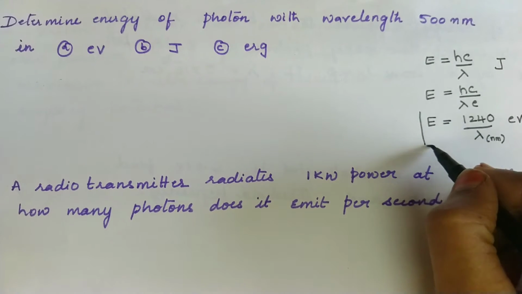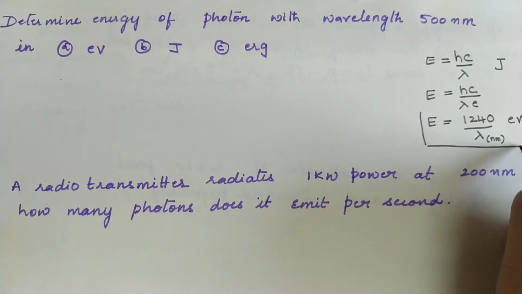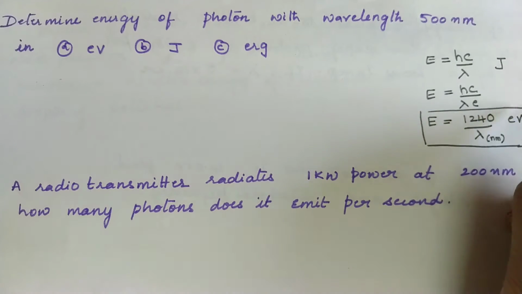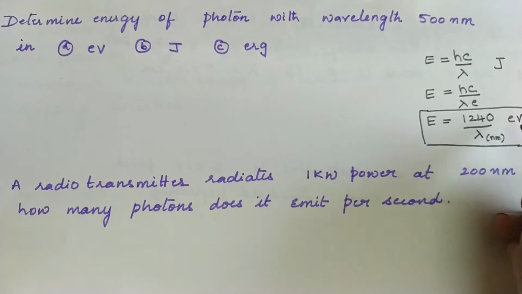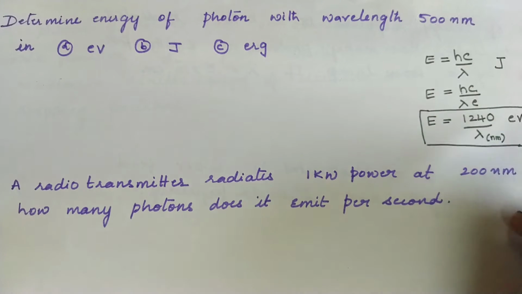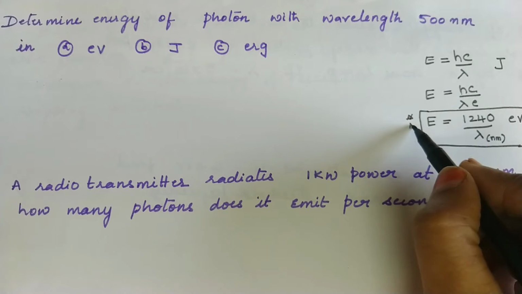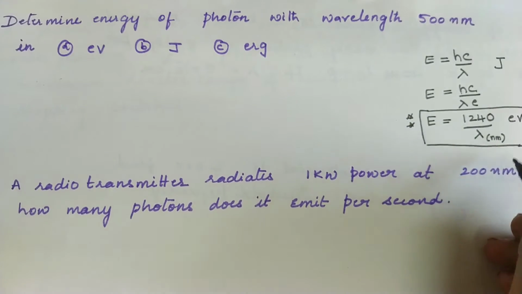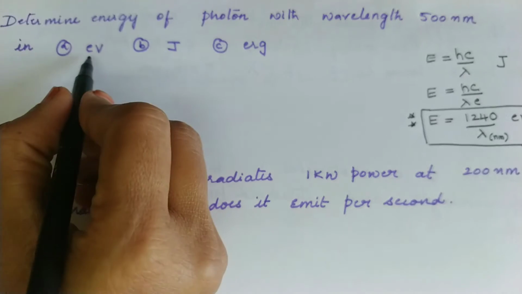So remember this very important relation, which helps you in solving the numericals quickly. I again repeat, if lambda is in nanometer, then energy in electron volts is 1240 by lambda. You can make use of this formula directly to get the answer in electron volts. Please remember this relation, which is quite helpful. Now you can find out the energy in electron volts.